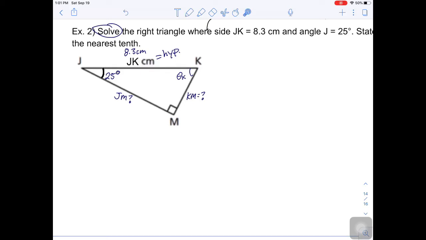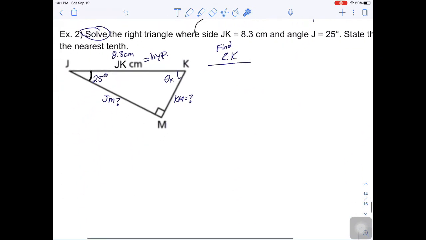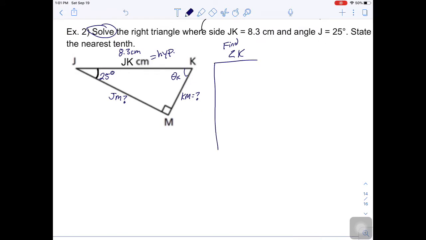The easiest thing I see that we could solve for using our trig toolbox is I have two angles of this triangle. I can easily solve for the third. So angle K, let's find angle K. So remember, we're going to use this whole idea. All the angles of a triangle add up to 180 degrees. So let's use that. So I know that angle J plus angle M plus angle K is going to equal 180 degrees.